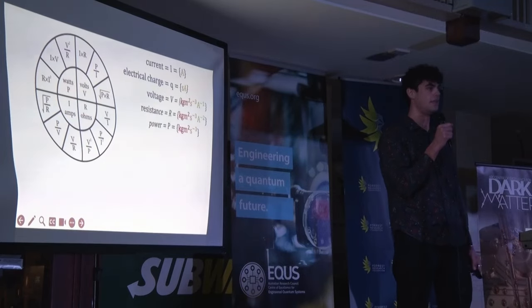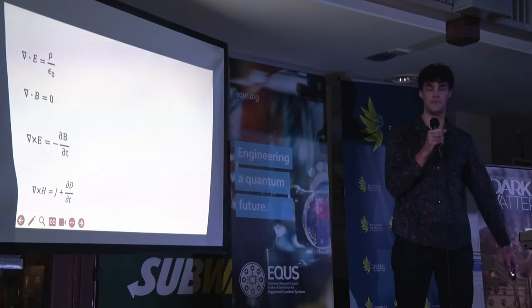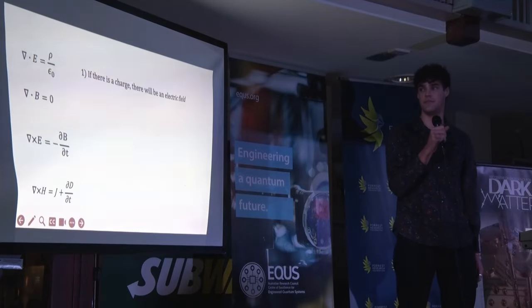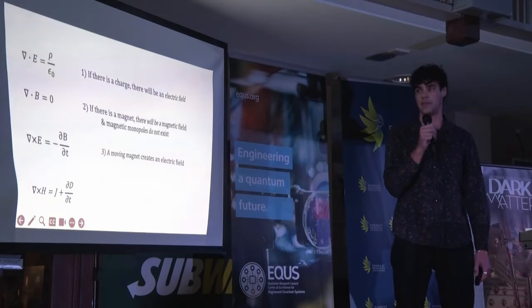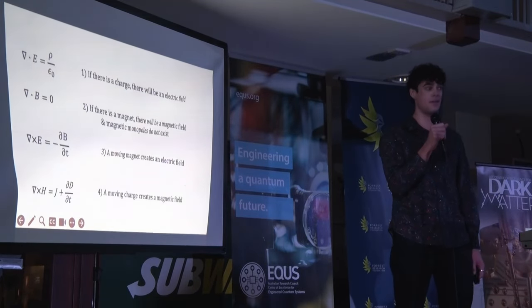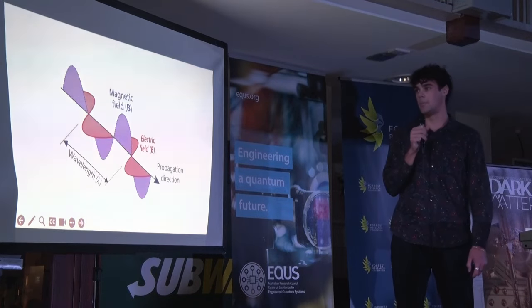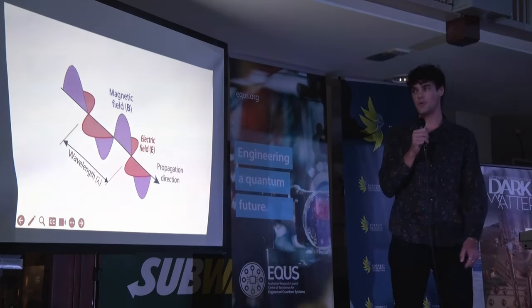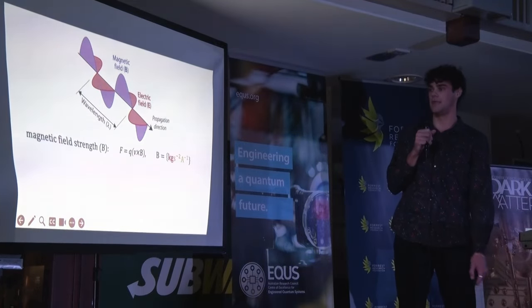This is the shallow end of electromagnetism. This is the deep end. This is Maxwell's equations. The first one says, if there's a charge, there'll be a field. The second one says, if there's a magnet, there'll be a field. The third one says, if a magnet moves, there'll be a field. The fourth one says, a moving charge makes a field. Basically, I just said the same thing four times. But it's really important because that means it's kind of a feedback loop and they can propagate through space.